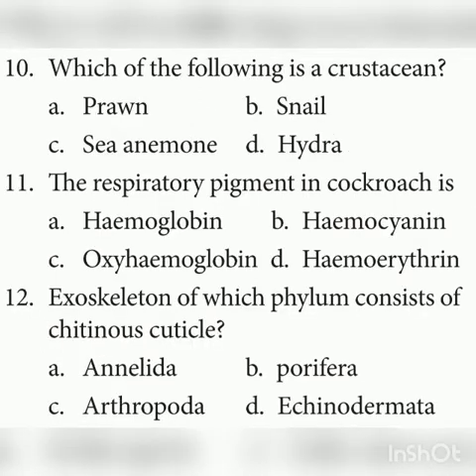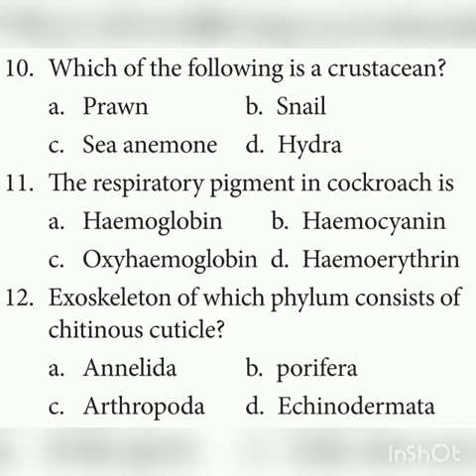Tenth one, which of the following is a crustacean? Prawn. Prawn is a crustacean. Sea anemone is a coelenterate. Snail belongs to Mollusca and hydra belongs to coelenterate. So here prawn is a crustacean which belongs to the phylum Arthropoda. The respiratory pigment in cockroach is, none of the above is the answer. Hemoglobin, oxyhemoglobin, hemocyanin and hemoerythrin are not present in cockroach.